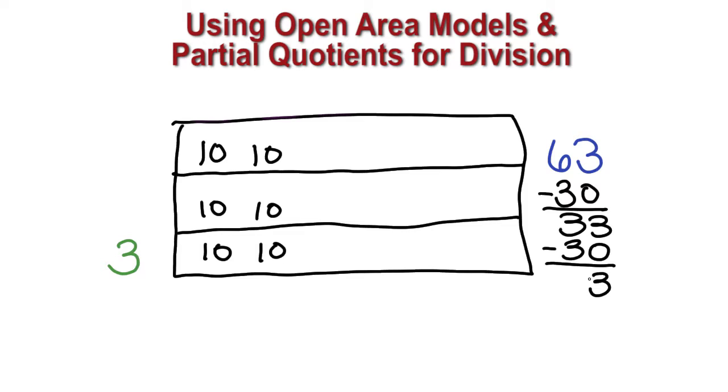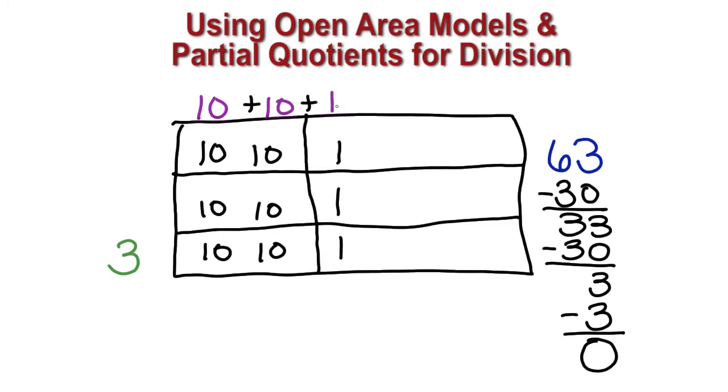So, I will draw a column, or vertical line, to separate the partial quotients of 10 from the ones. If I give 1 more to each of the 3 groups, I will use up the last 3 ones in the dividend. There's nothing left to divide, so now we add the partial quotients together from the open area model to find the complete total or quotient.